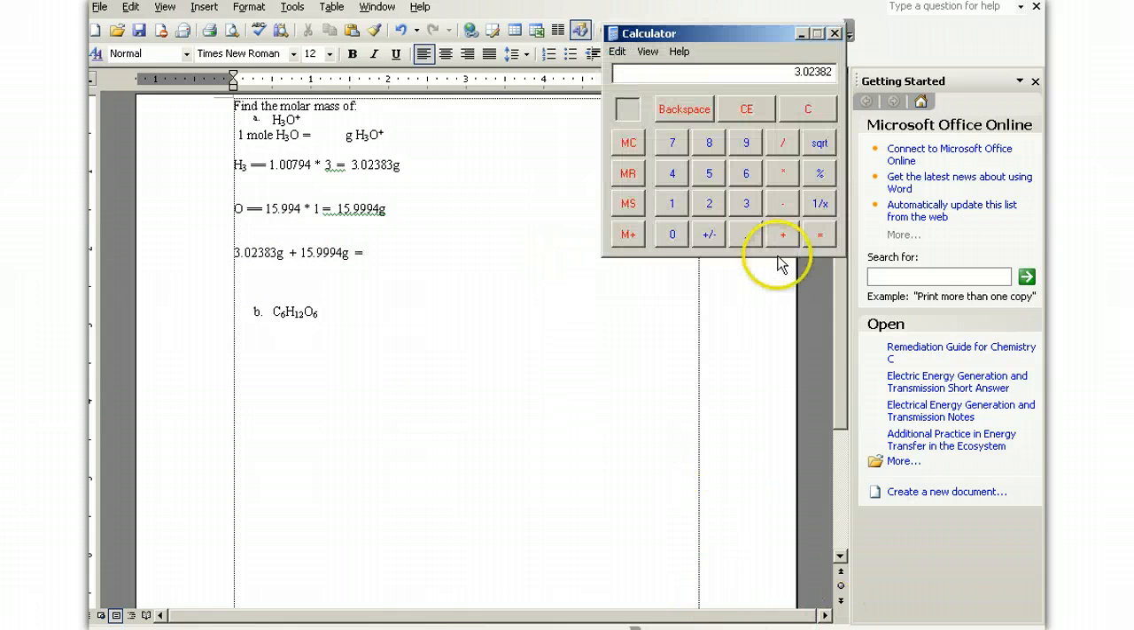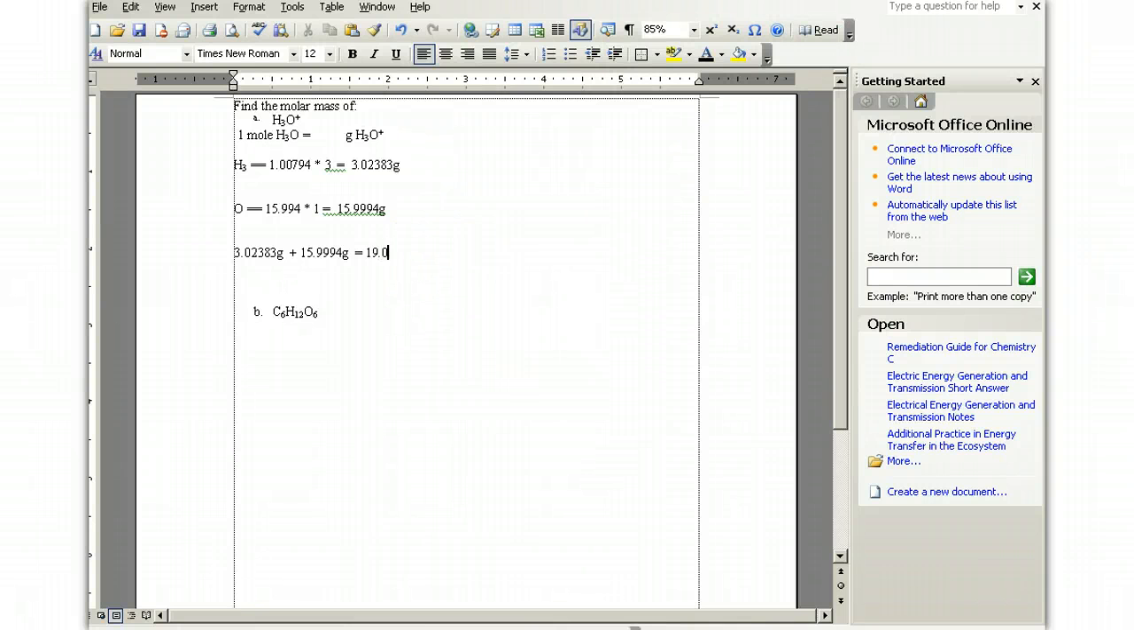When you add those two together, you get 3.02383 plus 15.9994 will give us an answer of 19.02323 grams of hydronium give us 1 mole.